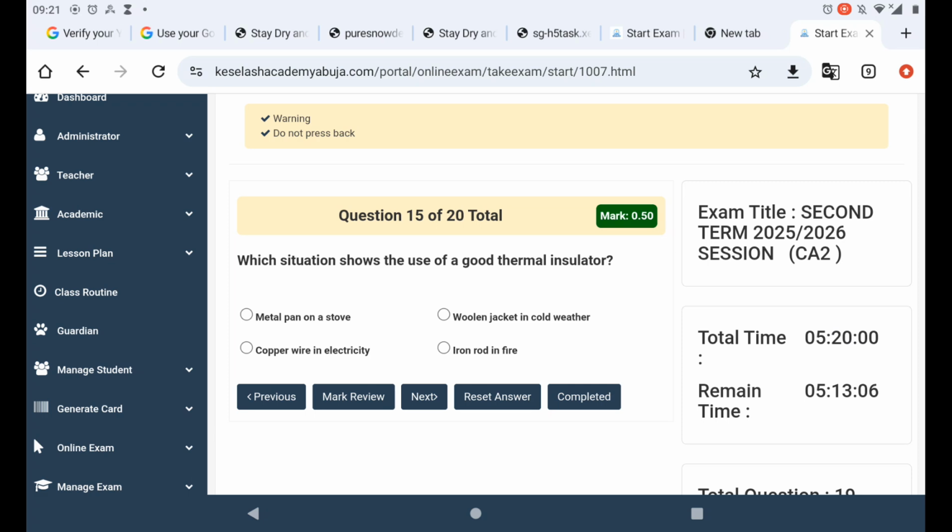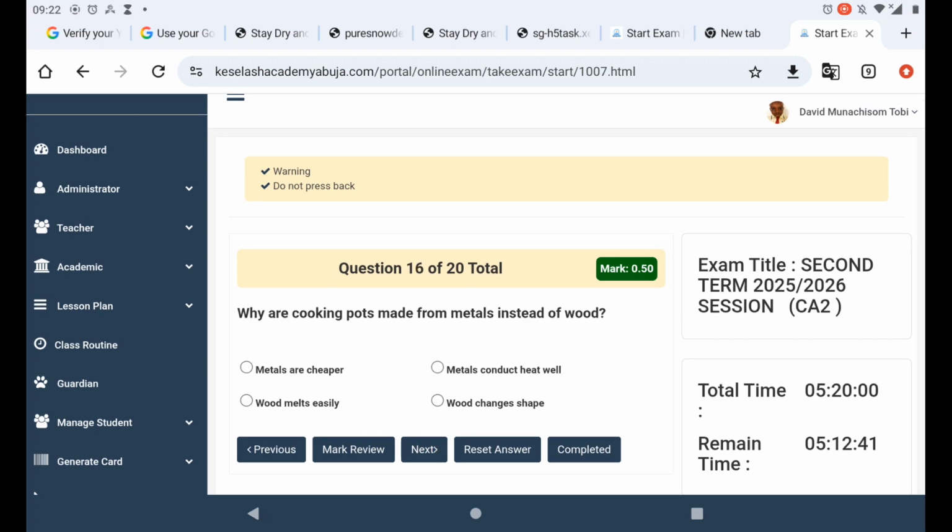Now, which question should... the use of good thermal insulators? A good thermal insulator? I think it's a jacket in cold weather. I think so. So I press next.